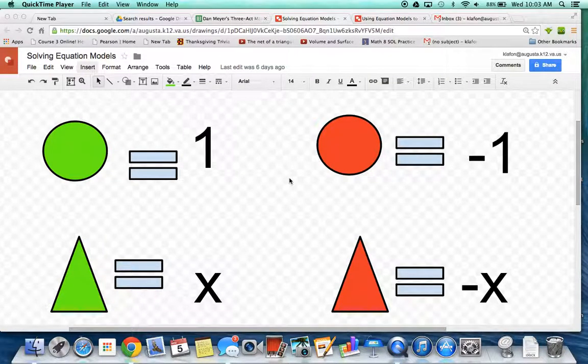Today we're going to be drawing equations with variables on both sides, and we're going to use a model. So go ahead and draw the key. All of your models that you're going to be using for drawing equations will have a key. Today's key, we're going to be using a green circle, and that's going to be equal to 1. We're going to use a green triangle, and that will be equal to an x. A red circle is going to be equal to a -1, and a red triangle is going to be equal to a -x.